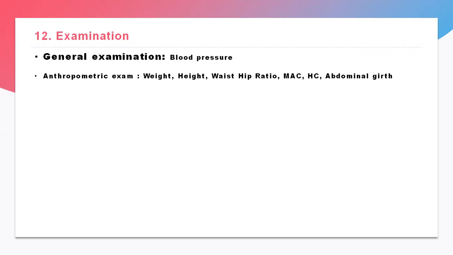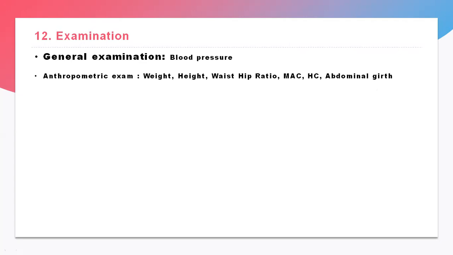Blood pressure apparatus is available in the ward, so that you need to use, record the blood pressure, and particularly anthropometric examination should be stressed in adults as well as in the children. So in anthropometric examination, weight, height, waist hip ratio by calculating the waist circumference and hip circumference, then mid-arm circumference, head circumference, and sometimes the abdominal girth to know the central obesity.